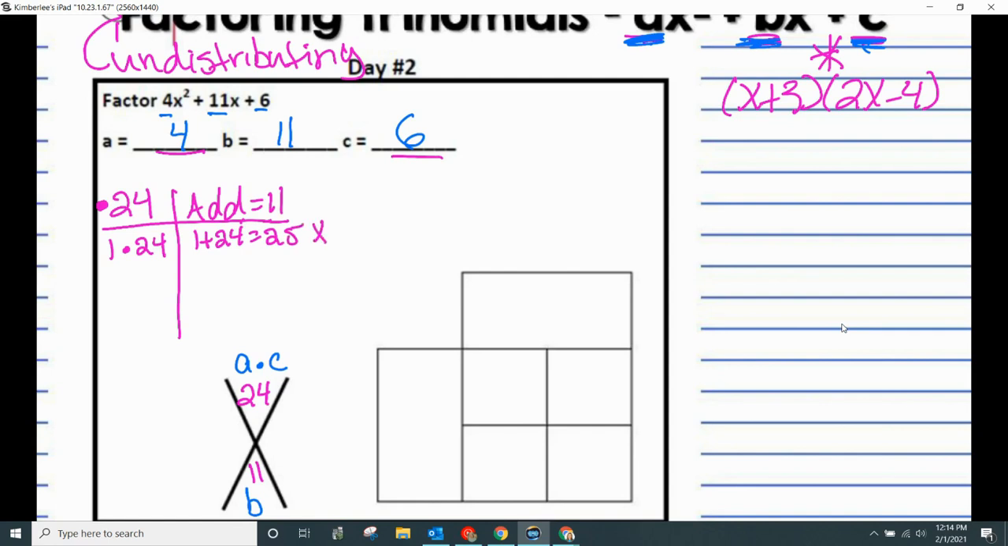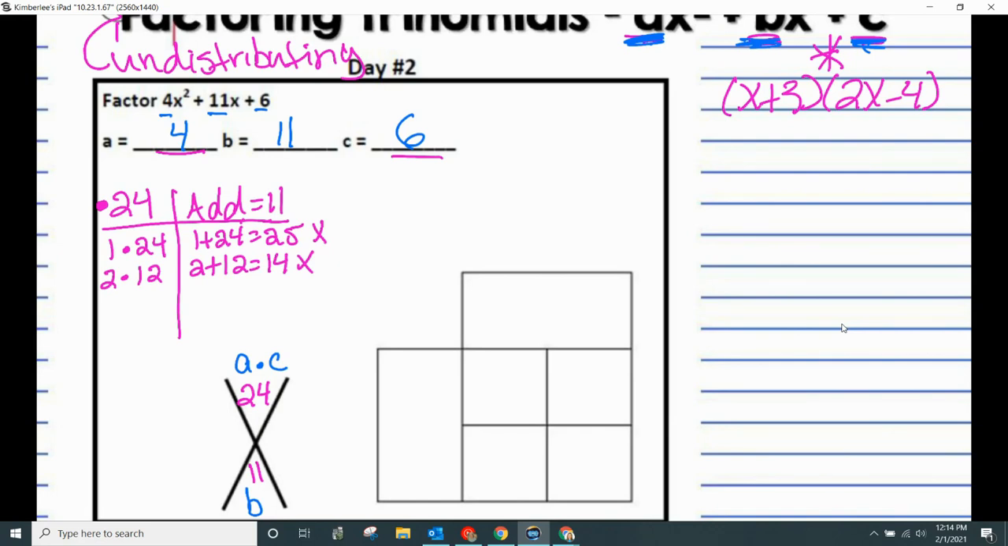Okay, so let's try it again. What's the next thing? Well, I did 1, so then I could say 2. 2 times 12 is 24. Okay, 2 plus 12 equals what? 14. That's not going to work. So those 2 numbers don't work either. So I'm looking for 2 magic numbers. I multiply them, I get 24, and when I add them up, I'm looking to get 11.